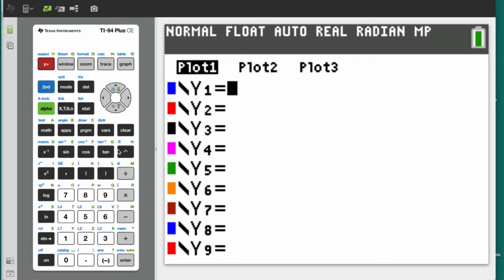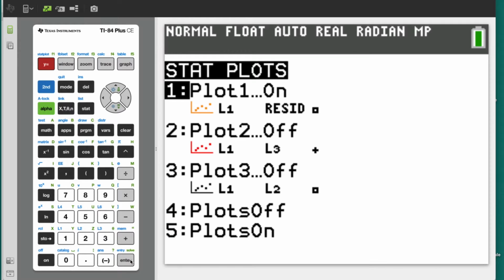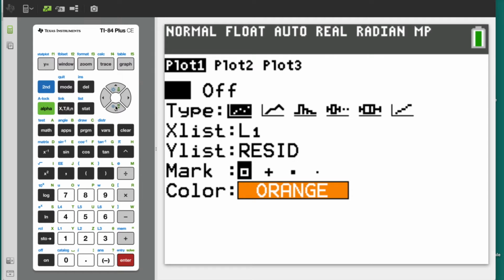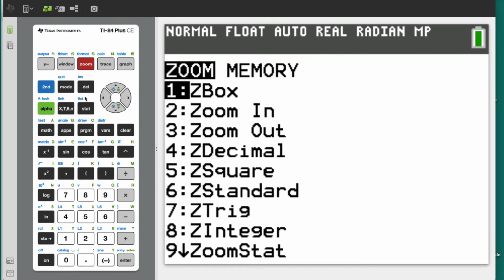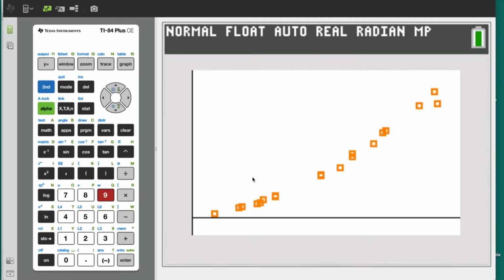When I go to the stat plot, I have to make sure that I want the original scatter plot first, so L1 and L2, and I'm always going to zoom 9. And there is our original scatter plot. So you can see it's fairly straight, a little curve in there, nothing major, but a little curve.